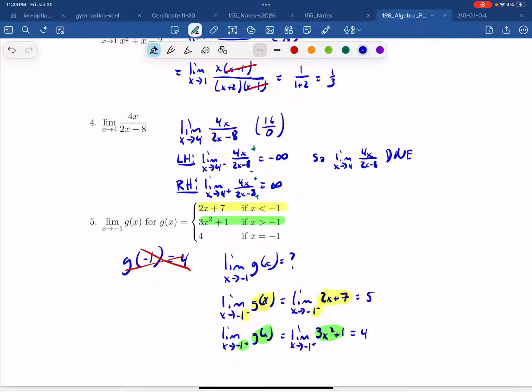Okay? So since 5 does not equal 4, the limit as x approaches -1 of g of x does not exist. All right, that's all we got.